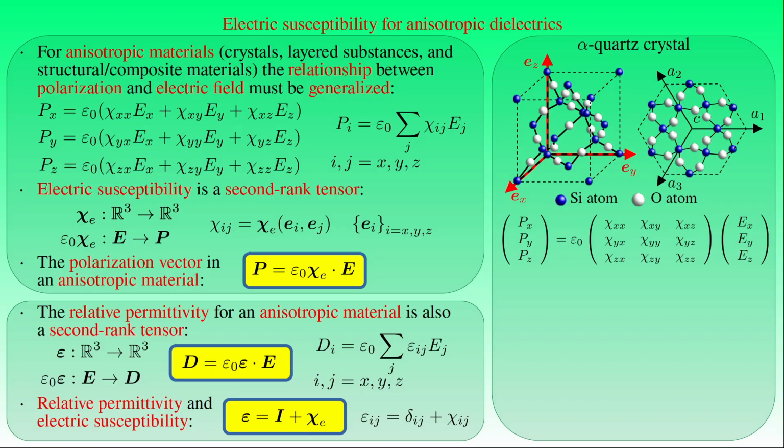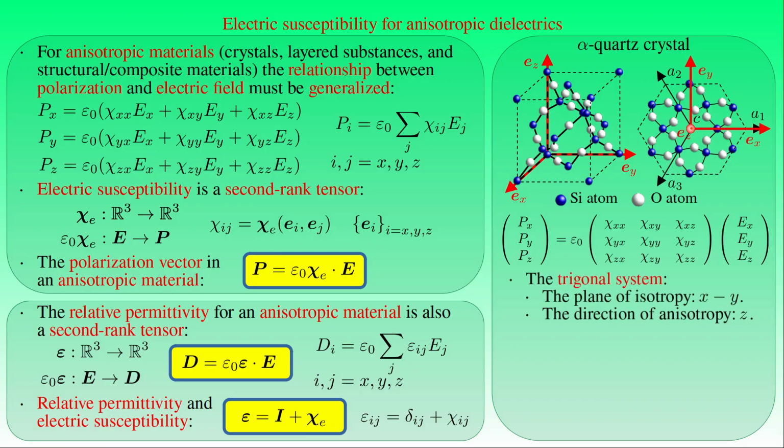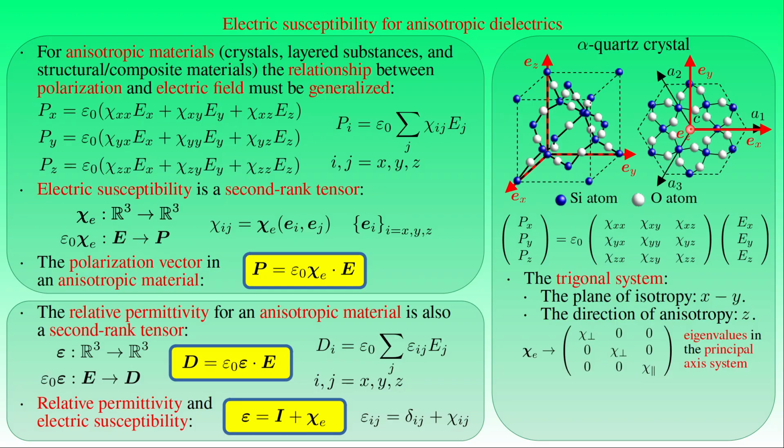We can choose the Cartesian basis vectors so that they form the trigonal system of the crystal, where the xy plane is the plane of isotropy spanned by the diagonal axes, and the z-axis points in the direction of anisotropy determined by the c-axis. For example, the basis vector Ex can point in the direction of the axis A1, where the y-axis lies in the plane of isotropy with the vectors Ex and Ey perpendicular to each other, and the vector Ez points in the direction of the c-axis.